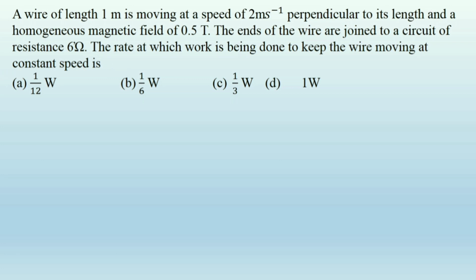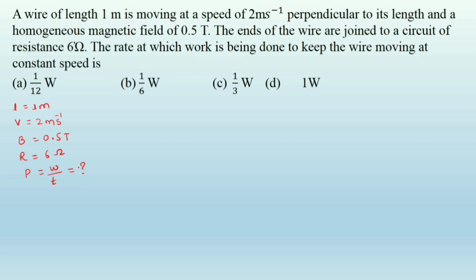See here, length of the wire is given, L equal to 1 meter, with a speed of 2 meter per second, and it is perpendicular to its length in a homogeneous magnetic field. B is given 0.5 Tesla and resistance is 6 ohm. So the rate at which work is being done means the work rate, means power. So we have to calculate power, that is work with respect to time, or rate of doing work.